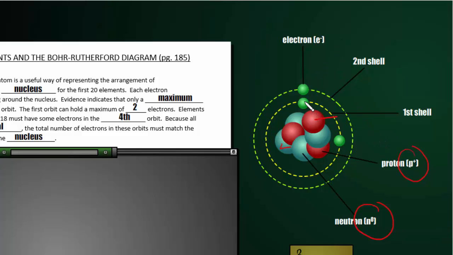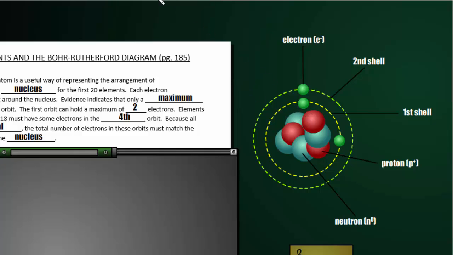Electrons are in orbits or shells. And like I said, this one here is the first shell or first energy level. So this is an electron. This green thing here, that's an electron. This electron is in the second shell or the second orbit. And electrons have the symbol e with a negative sign because they're negatively charged. So neutral neutrons, positive protons, and negative electrons. Now, each shell can hold a maximum of electrons.